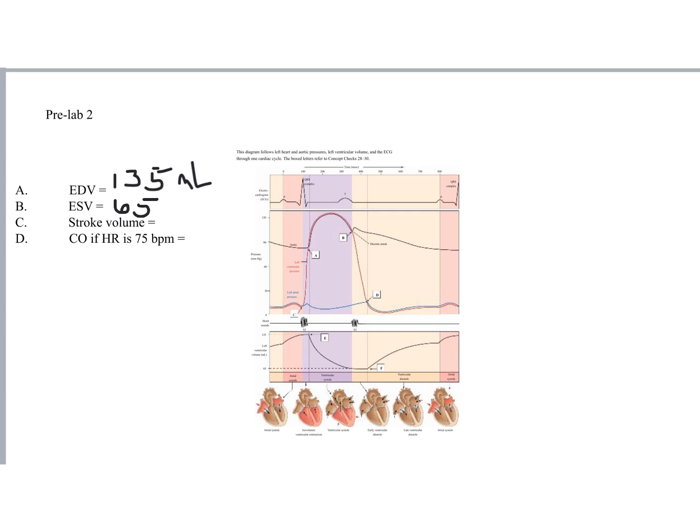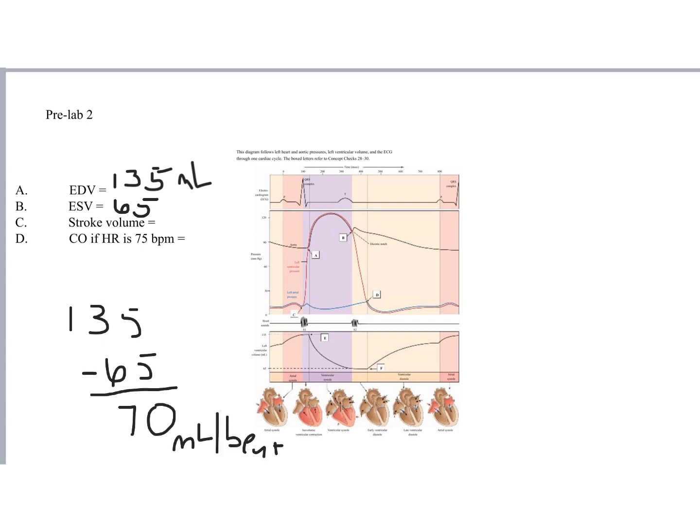Well, stroke volume. Stroke volume is the amount of blood that is ejected during one contraction, or whenever the ventricle goes into systole. So you take the end diastolic volume and you subtract the end systolic volume. I'm going to do it old school style. 70. So the stroke volume in this picture is 70 milliliters per beat. And that's letter C.